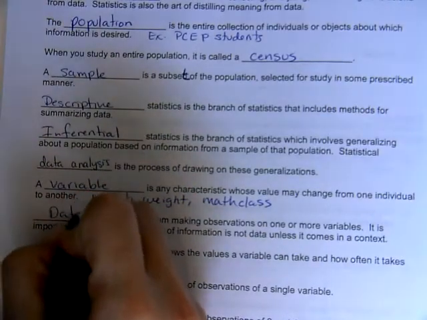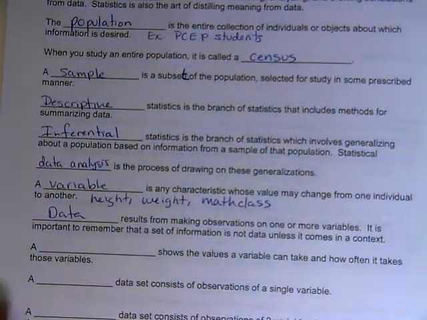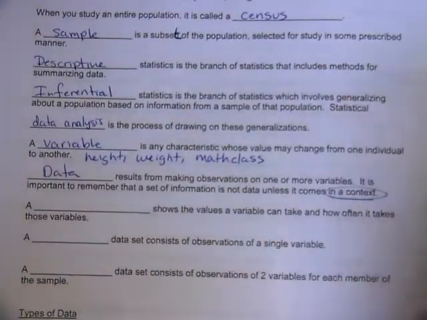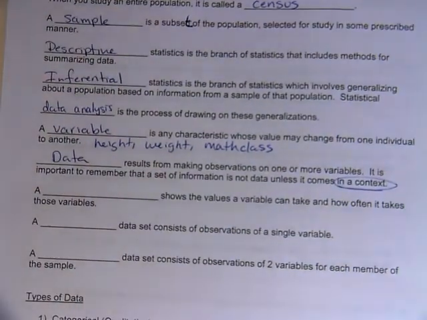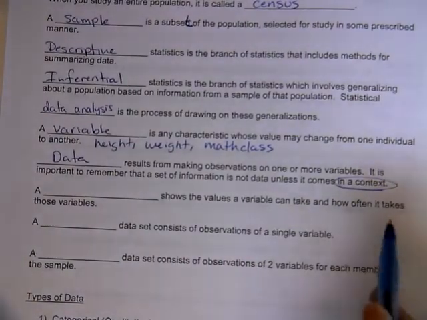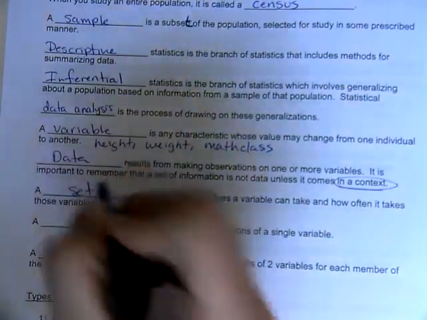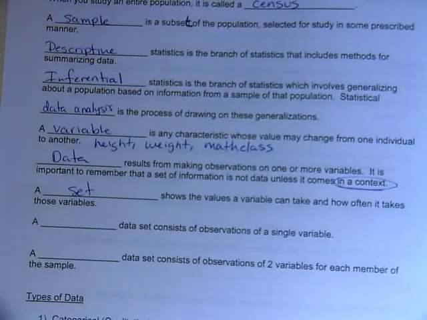Data results from making observations on one or more variables. It is important to remember that a set of information is not data unless it comes in context. So in this class, pretty much every problem is a story problem. So you're always going to need to put things in context. You're never just going to tell me the answer is 12. 12 what? $12, 12 cents, 12 whatever. So it always has to be in context. A data set shows the values a variable can take and how often it takes these values.